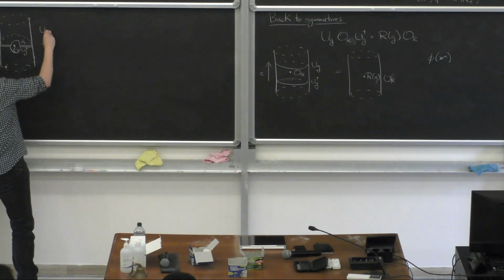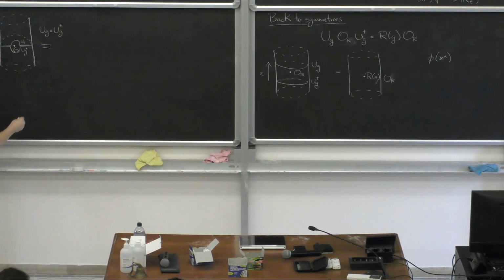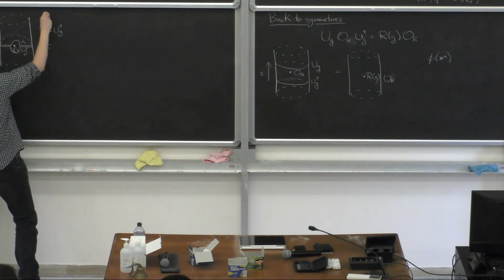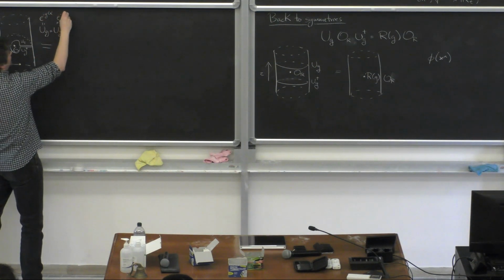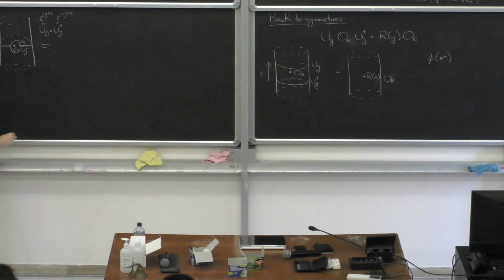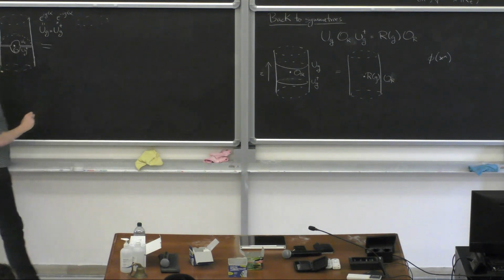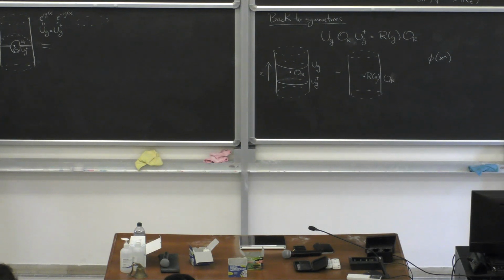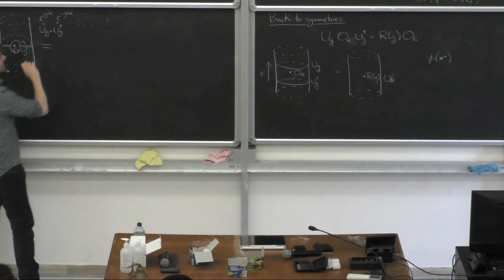Now, using that UG dagger is equal to the inverse of UG, let's unpack this. This is e to the i g Q, and this is e to the minus i g Q. So clearly, if I multiply them, I get the identity operator. I was thinking of the abelian case in here.